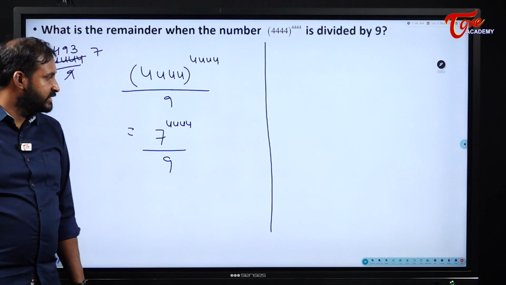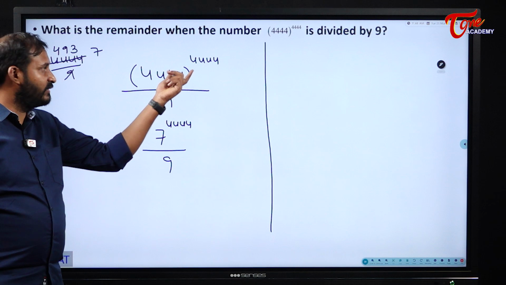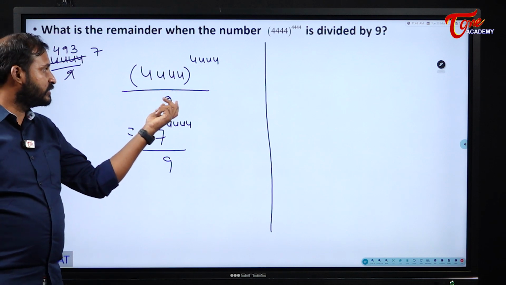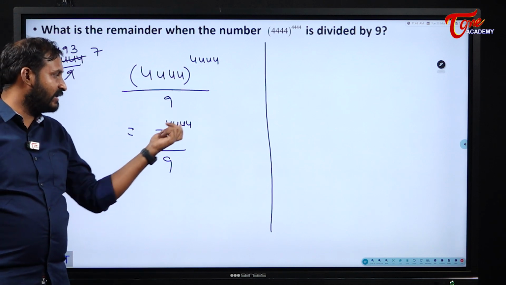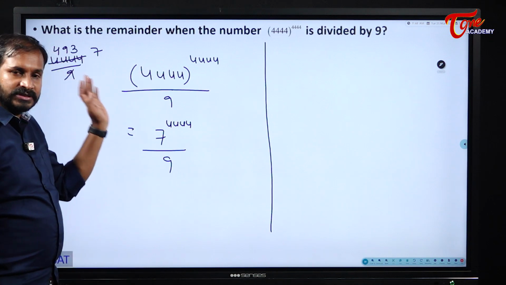Understood, students? 7 to the power of 444 divided by 9. Why? Because the remainder is what it becomes? 7 to the power of 444 by 9, the remainder becomes 7. So, directly I will take 7 to the power of 4 by 9, instead of 444, that is eliminated.